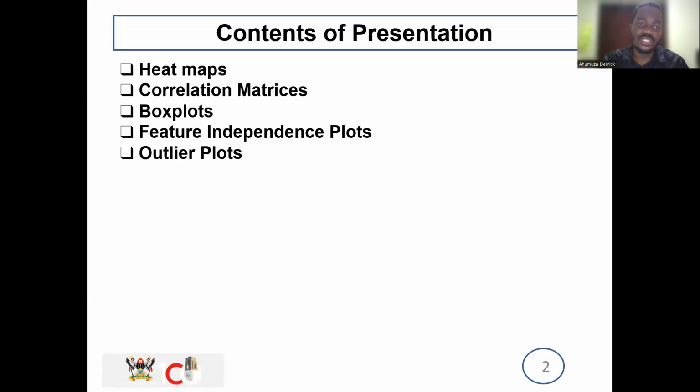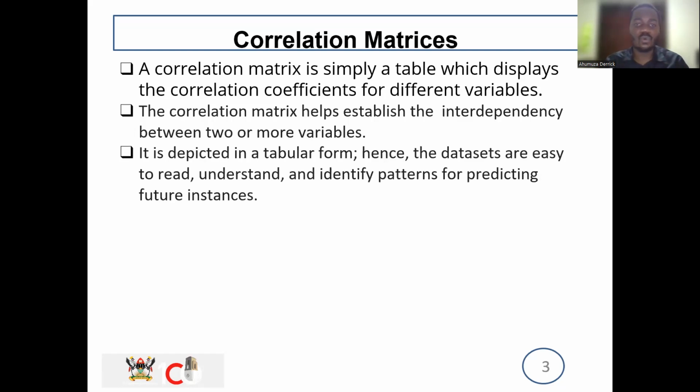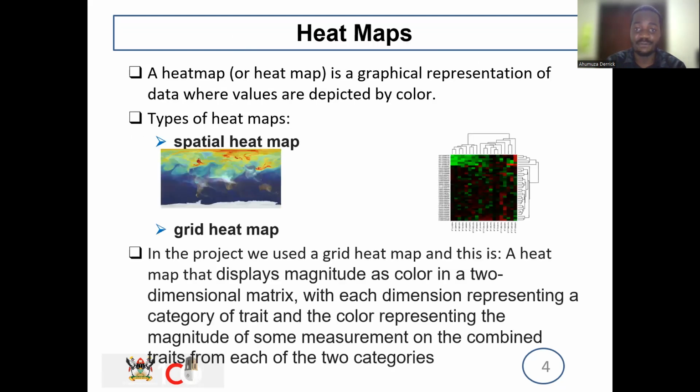First of all, we're going to discuss heat maps, correlation matrices, box plots, feature independence plots, and outlier plots. So what are correlation matrices? A correlation matrix is simply a table which displays the correlation coefficients for different variables. The correlation matrix helps establish the interdependency between two or more variables. It is depicted in tabular form. Hence, the datasets are easy to read, understand, and identify patterns for predicting future instances.